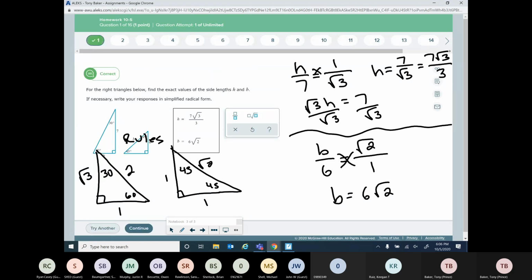And we check. Basically, this problem just comes back to looking at the rule and looking at similar triangles to match up your sides. Any questions on the special right triangles? All right.